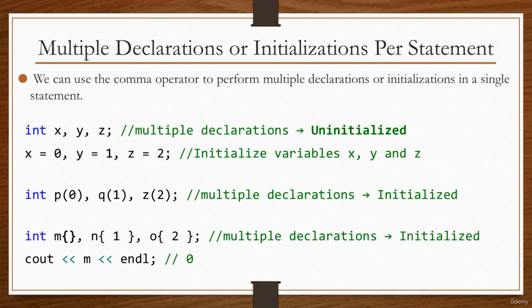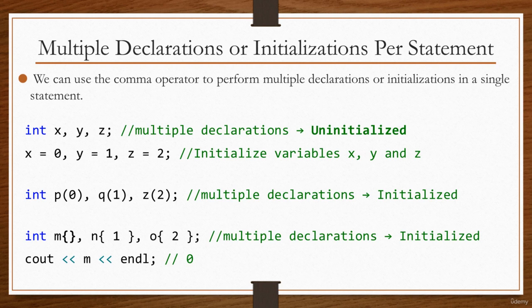We can also do multiple declarations or initializations per statement, and we can do this by using the comma operator to separate out the initializations or declarations. Also, it depends on how you initialize your variable. So in the first example, we declare x, y, and z. So we have multiple declarations x, y, and z in one statement, but those are now uninitialized. So in the next statement, we go and initialize those. We use x, the assignment operator, and 0, comma, y, the assignment operator, and 1, comma, z, the assignment operator, and 2, and we end that off with a semicolon.